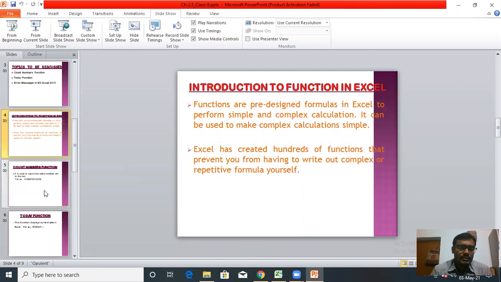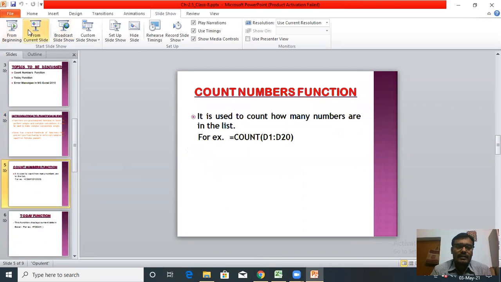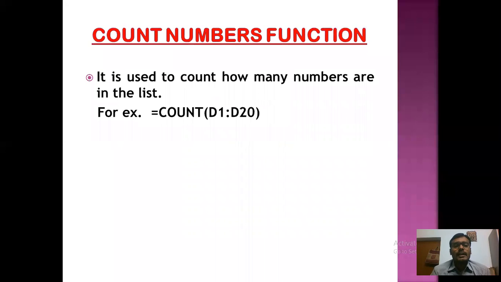Now coming to the next topic, count number functions. It is used to count how many numbers are in the list. Means suppose you have created a list, okay, and you have selected a range of cells. So count number function will count the total numbers in the list. How many numbers are present in that list? Okay, this is the syntax, this is the example. You can write equal to count. You can select the range of cells. Okay, so let us see.